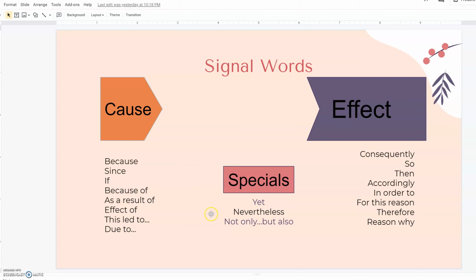I studied all night. Nevertheless, I still failed the quiz, right? Sad for me. But nevertheless still connects the two ideas in a cause and effect relationship. It's saying, I did this, and yet still this other bad thing happened, or this other good thing happened, or whatnot. These are sort of special cases.